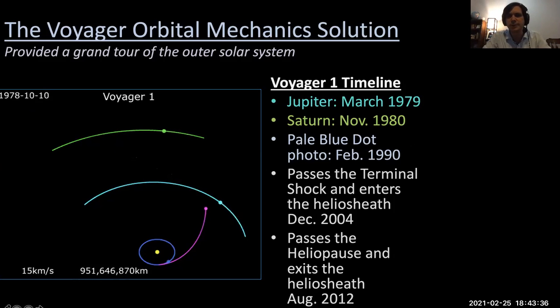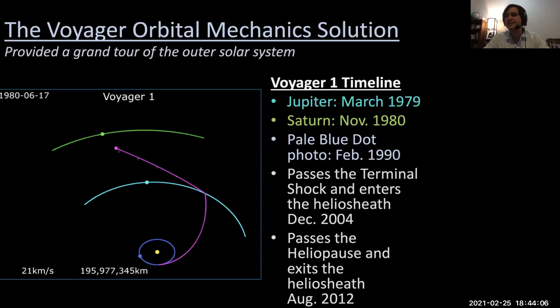So here it reaches Jupiter in March of '79. Gravitational assist gives it that extra boost so it can reach Saturn just a year later. So that got a huge kick in speed because that's about 5 AU. Jupiter's orbit is about 5 AU from the sun, and Saturn's about 10 AU. And then it did a couple of other things. It took the famous pale blue dot photo of Carl Sagan fame in 1990.